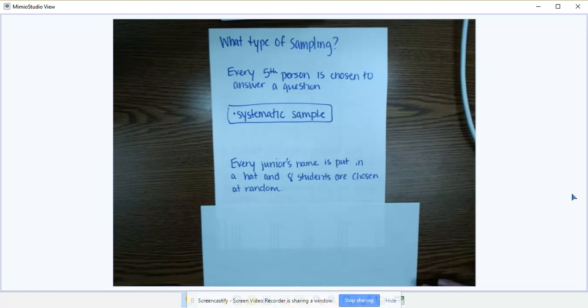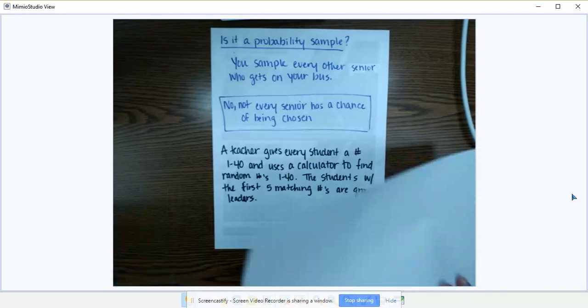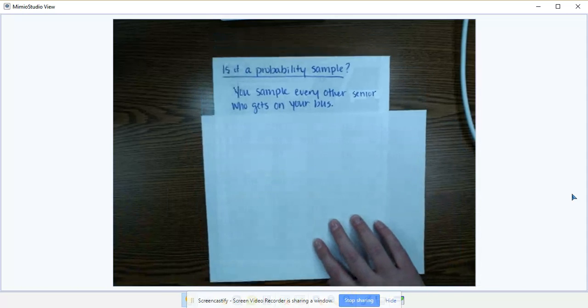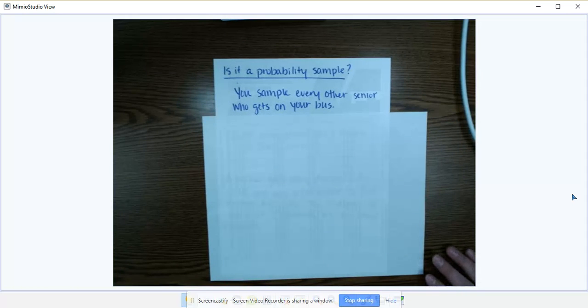I want you guys to tell me what type of sampling is this example. Every junior's name is put in a hat and 8 students are chosen at random. We talked about a probability sample means that every person has a probability or a chance of being chosen. So we want to know, is this a probability sample?